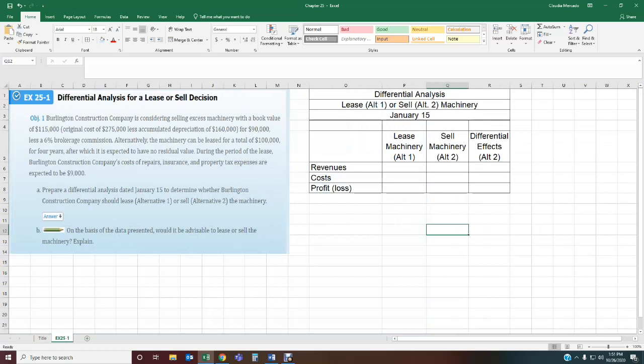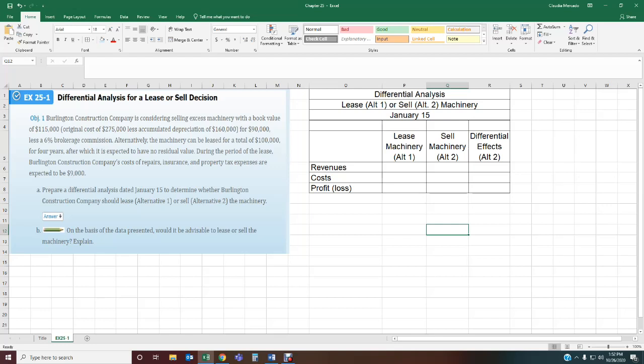So the first problem that I'm going to be going over today deals with differential analysis for a lease or sell decision, okay? So in this particular example, this is wonderful in case you have a business or you plan on opening up your business and maybe you have some equipment, some machinery in your warehouse that you're not using. It's just accumulating dust. You have to make a decision. You know what? Well, I don't need that equipment. Should I sell it? Maybe I should lease it out. What should I do with it? That's the scenario we're being presented with today.